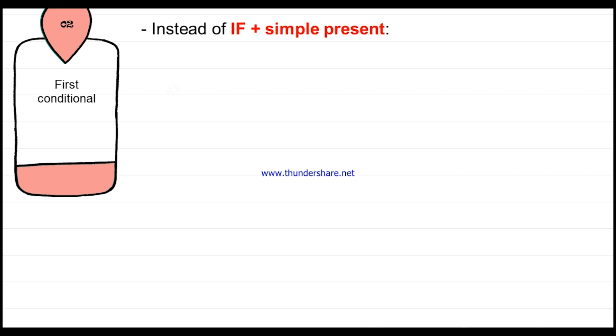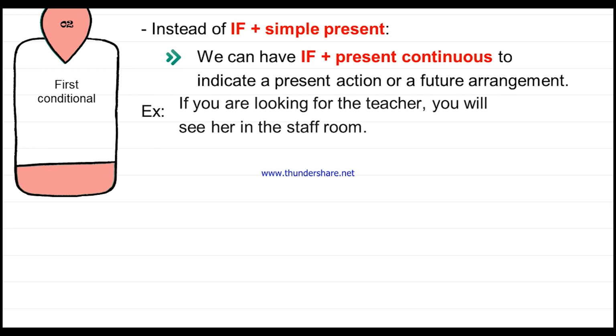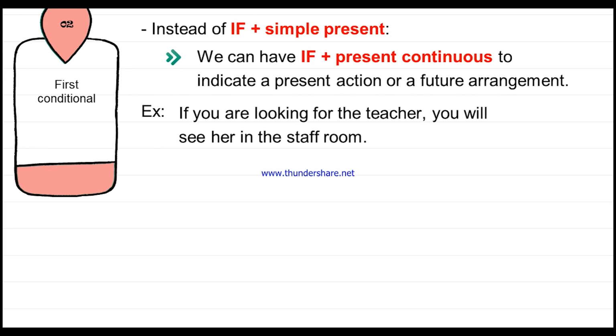And instead of if plus simple present, we can have if plus present continuous to indicate a present action or a future arrangement. For example, if you are looking for the teacher, you will see her in the staff room. This implies that the action of looking for the teacher is happening at the same time as when the sentence is spoken.